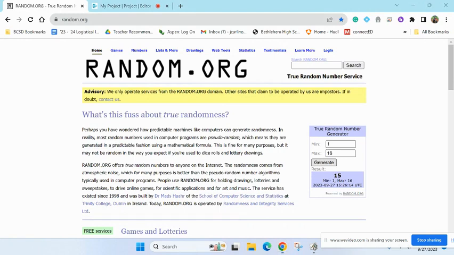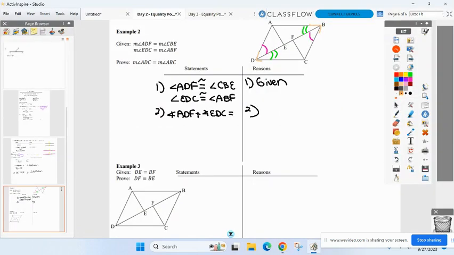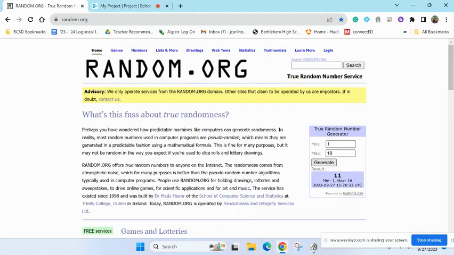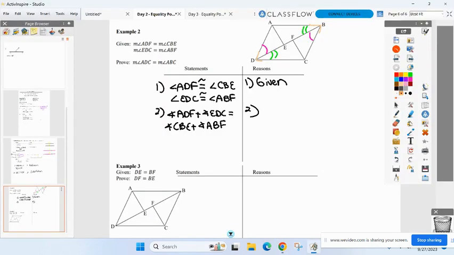Angle CBE and angle ABF. Good job today. And why can I add those together again? What gives me the right to? Will? Addition postulate. Good.